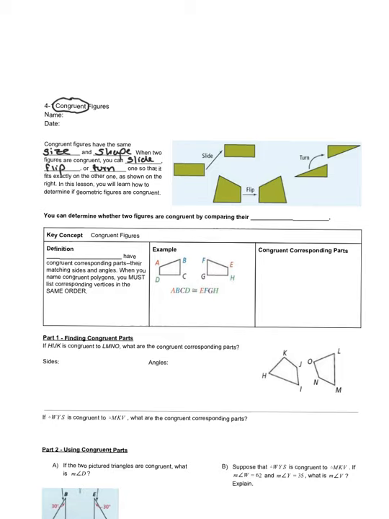And you can determine when two figures are congruent by comparing their corresponding parts, okay? You guys remember corresponding, right? When we talk about corresponding angles, they lie in the same position, okay? Same thing with corresponding parts. All right, so our first definition is congruent polygons.